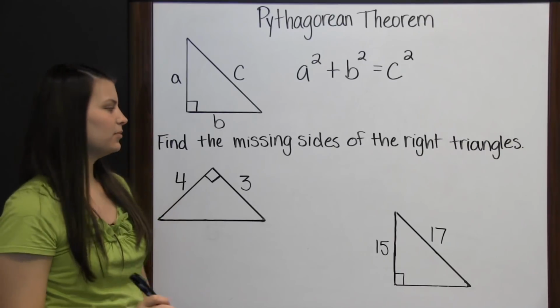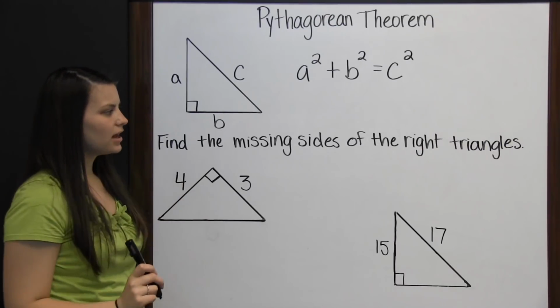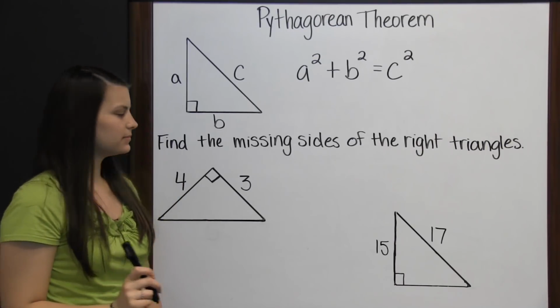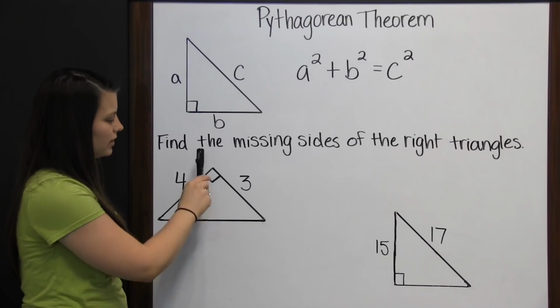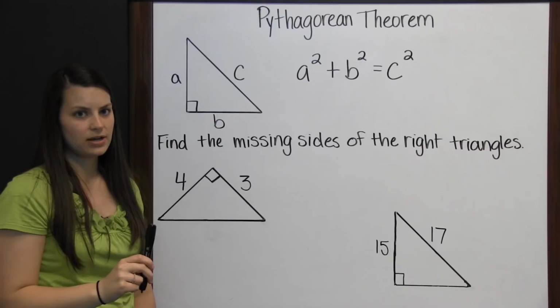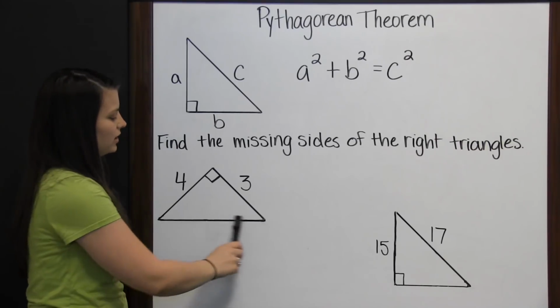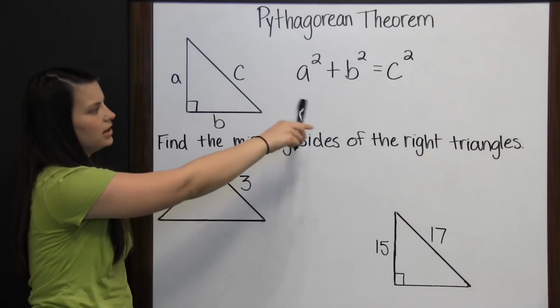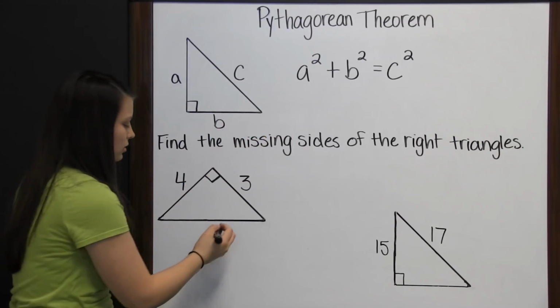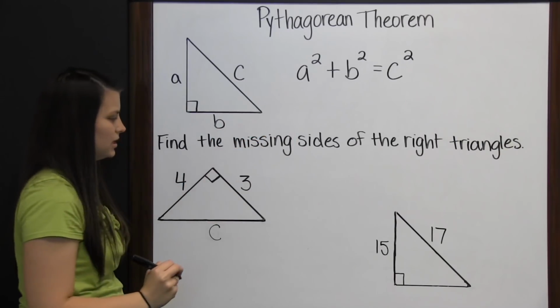Let's look at two examples. Find the missing sides of the right triangles. On this first example, we're given the lengths of the two legs of the right triangle, and what we need to find is our hypotenuse. The hypotenuse, again, is the c in the Pythagorean theorem. So what we're trying to find is c.